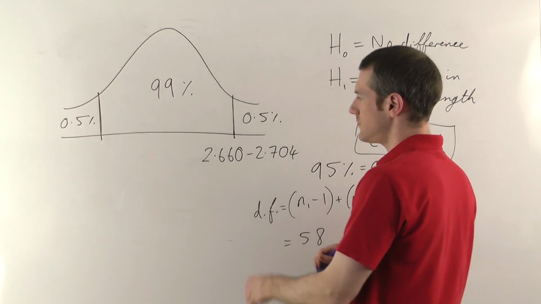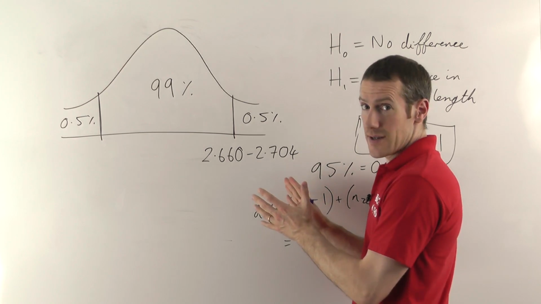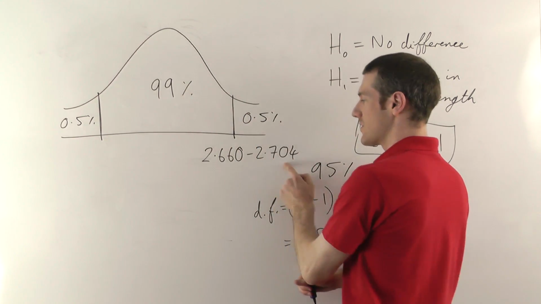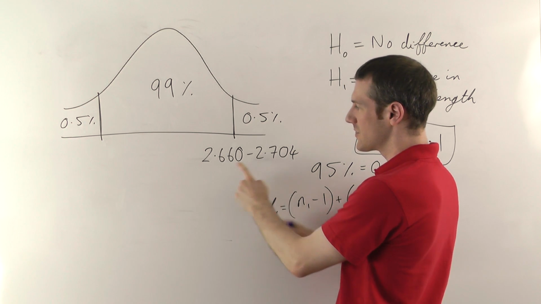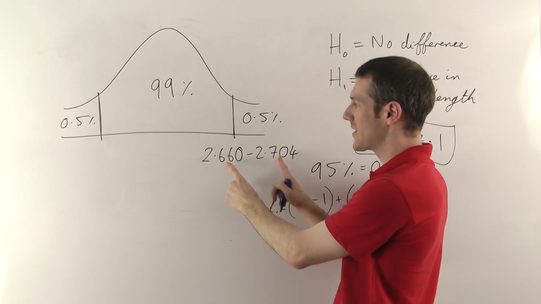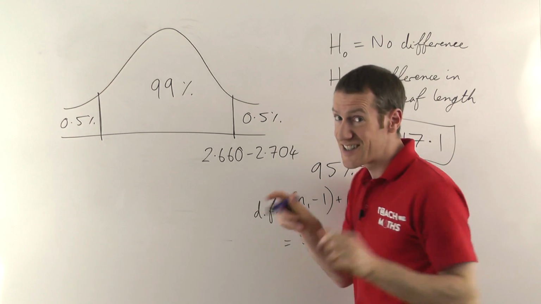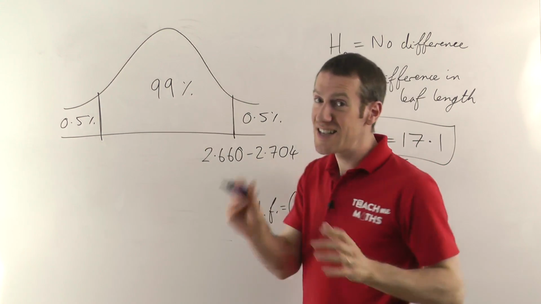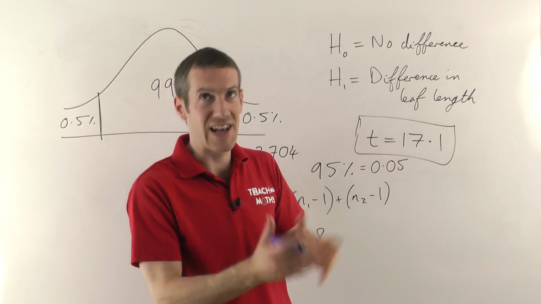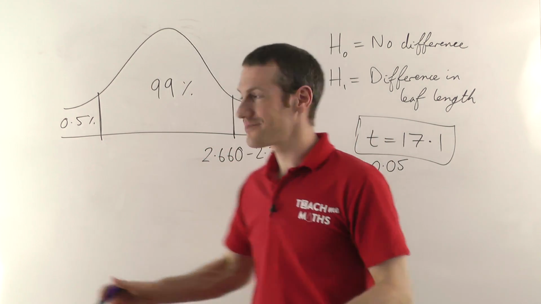All right. So again, we compare our t-value, 17.1, with the critical value. And again, we don't know exactly what the critical value was. It's between these two, but our t-value is much bigger than both of them. So there is definitely a difference. And we can say with 99% confidence that there is a difference between the leaf lengths of these bushes.